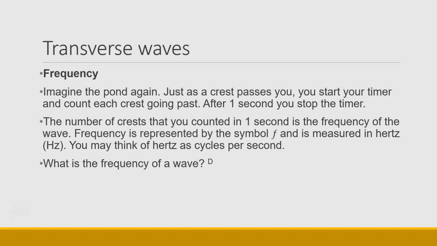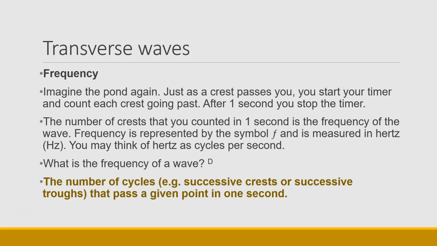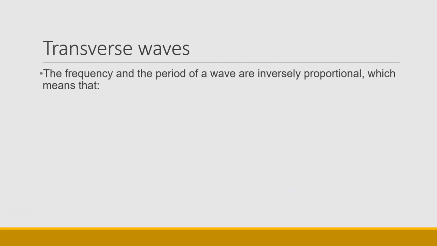So let's define the frequency of a wave. It is the number of cycles, e.g. successive crests or successive troughs, that pass a given point in 1 second. Now, what we need to understand is that the frequency and the period of a wave are inversely proportional. What that means is that frequency can be calculated as 1 over period, and period can be calculated as 1 over frequency.